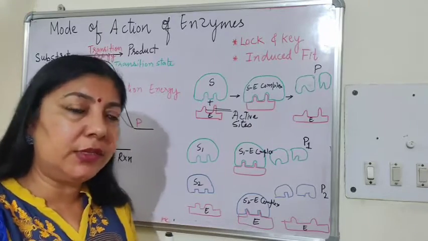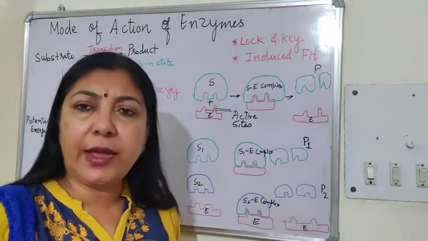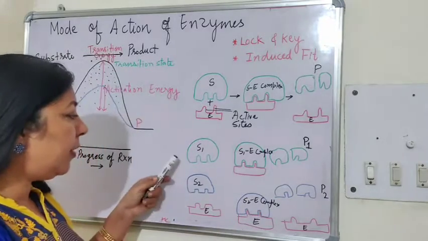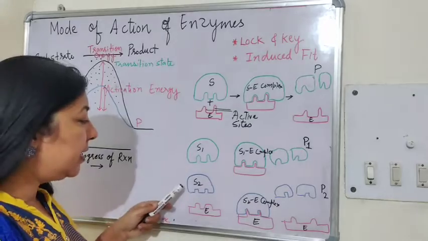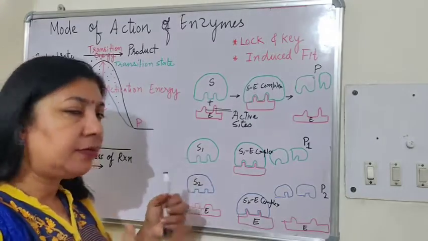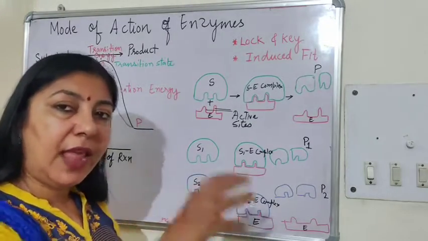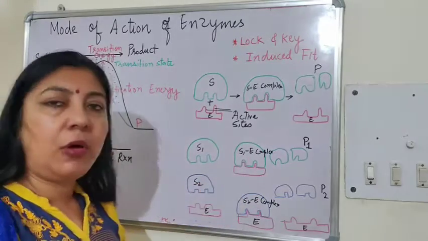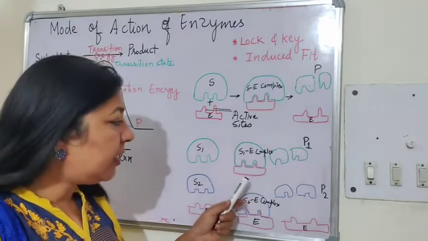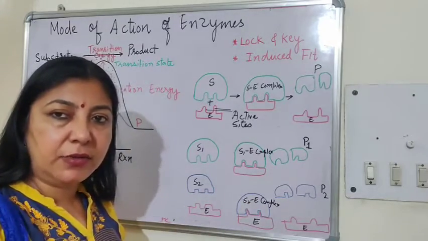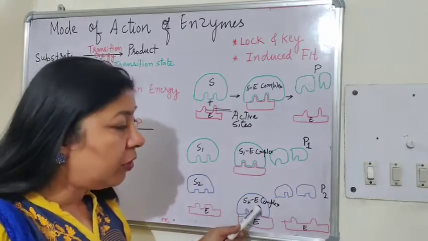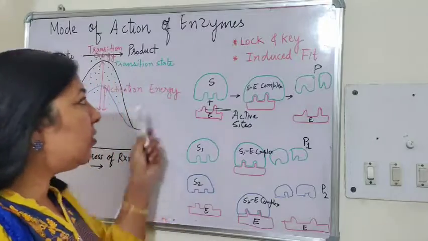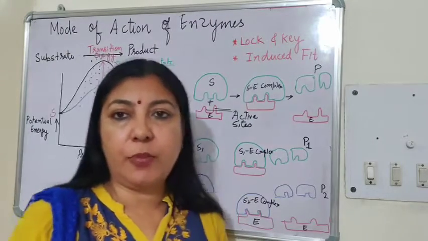And due to their flexibility, they can many times act on more than one type of substrate. For example, if you see, this is substrate 1, this is substrate 2, having different specific sites where the active sites will bind. But this enzyme, depending upon the substrate, can modify its active sites and can act on both the substrates and produce the products. This is called the induced fit hypothesis.